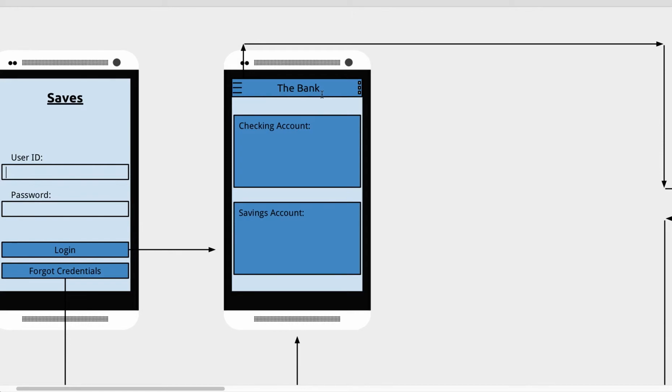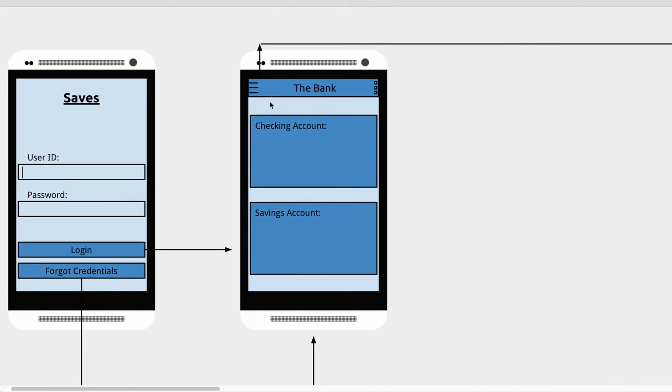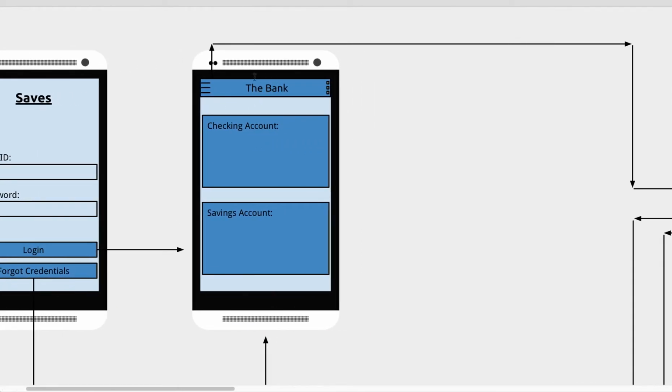We could then see that we'll follow a process of logging in, in which case you would log in with your user ID and password. You would click login. Then this would be prompted with the bank. Screen is called the bank, and you would see your checking account, savings account, and you'd have the swipeable menu icon here, in which case you could swipe from the left.